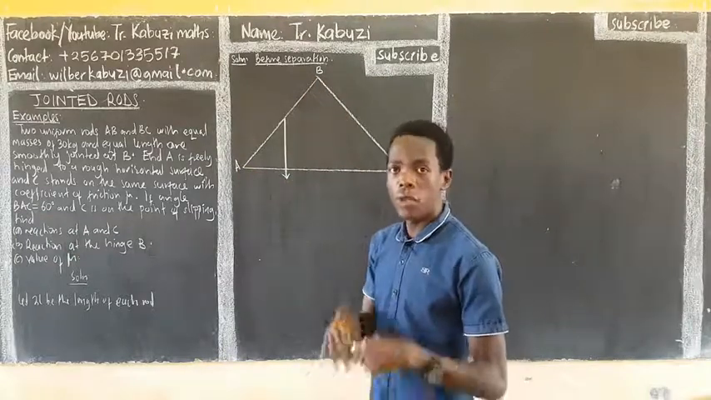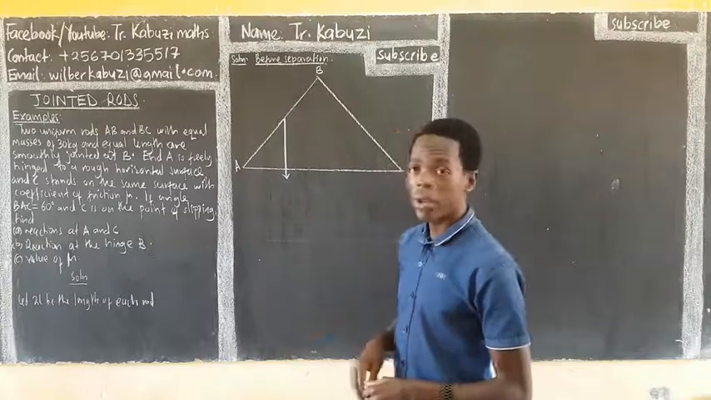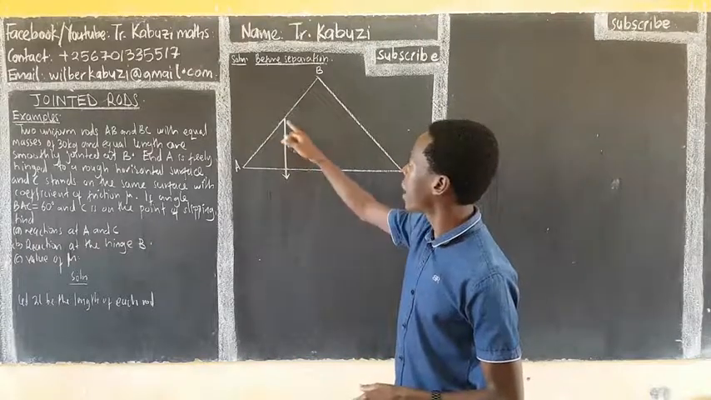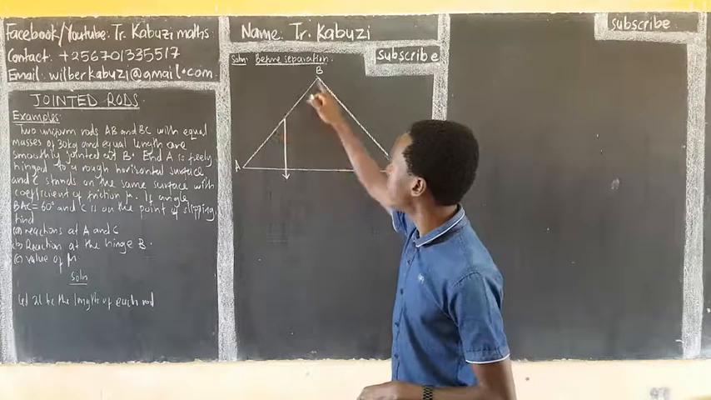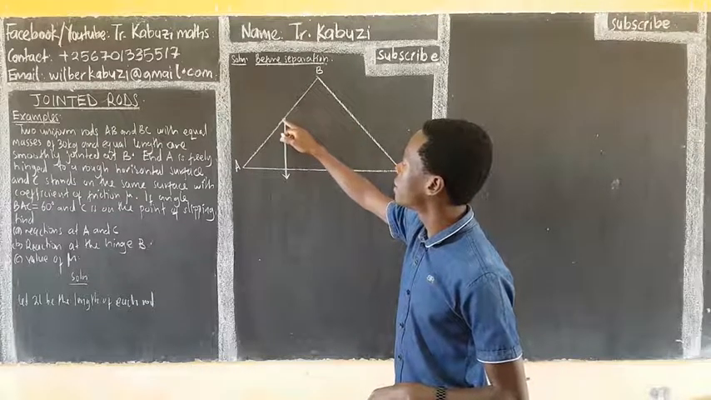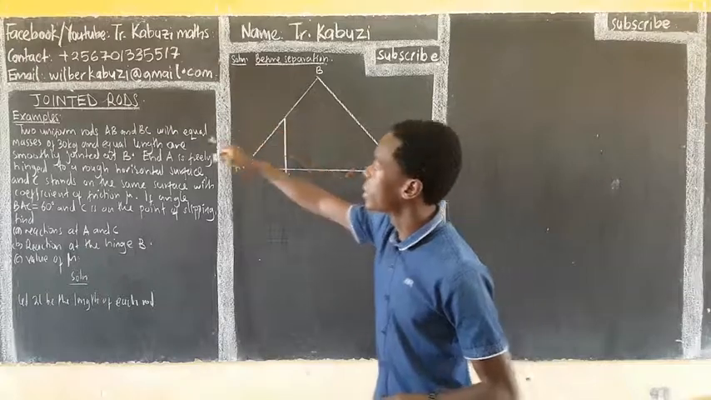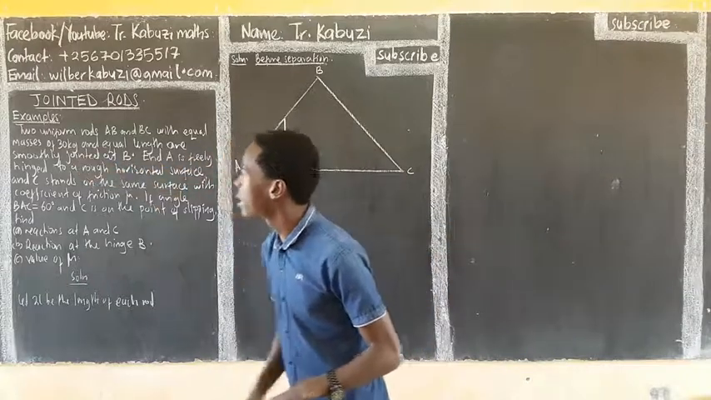Now we hear the word uniform. It means that the weight is going to act in the middle, or the center of mass is in the middle. So if this is AB and this is uniform, it means that the mass is going to act in the middle. So the masses are of 30 kilograms.